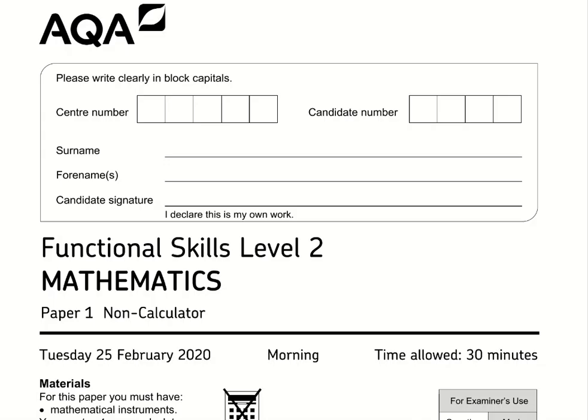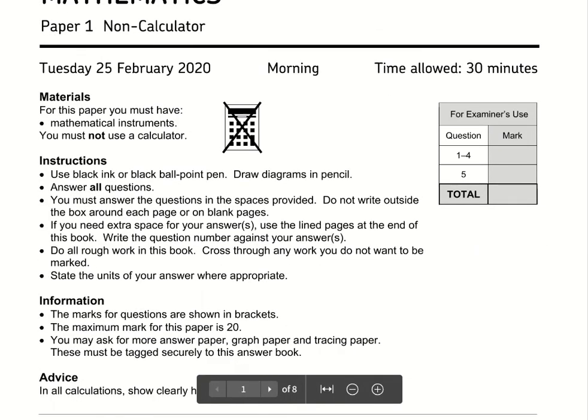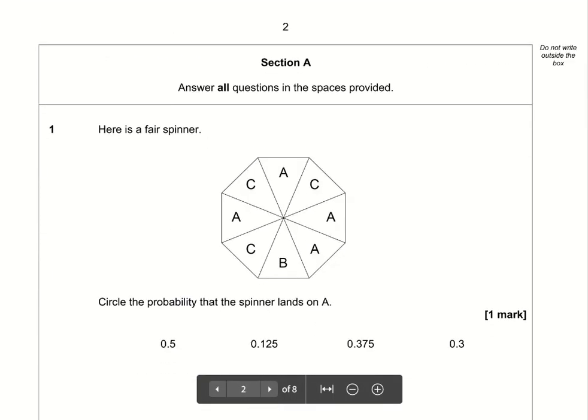Here are the video solutions for AQA Functional Skills Level 2 Maths. This is paper 1, which is the non-calculator paper, and this is February 2020. So let's take a look at question number 1.